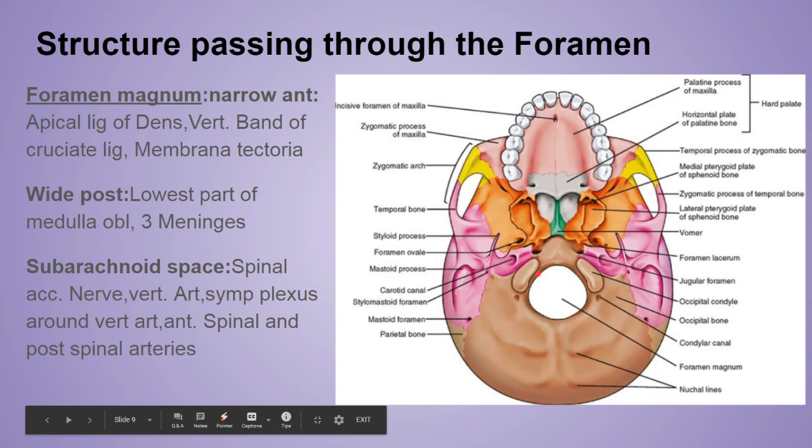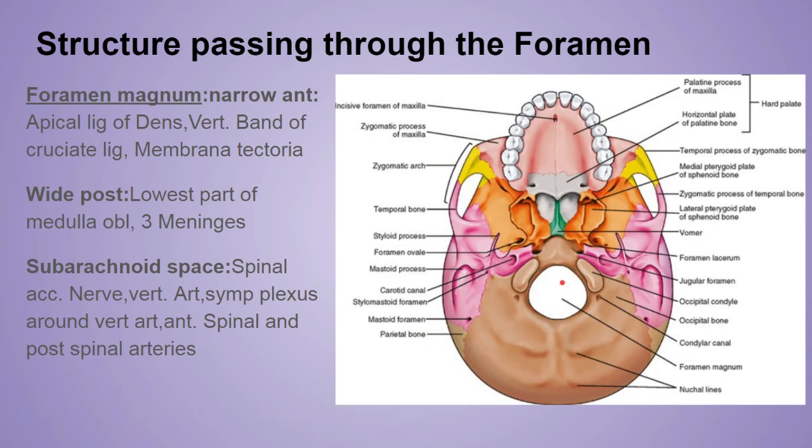The structure passing through this is very important. First of all, we divide this into three main parts: the anterior narrow part, the wider posterior part, and the subarachnoid space. What is the subarachnoid space? It is the space between the arachnoid membrane and the pia mater. So first of all, the narrow anterior part.